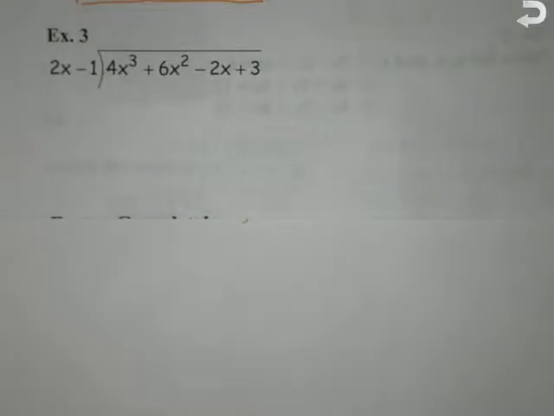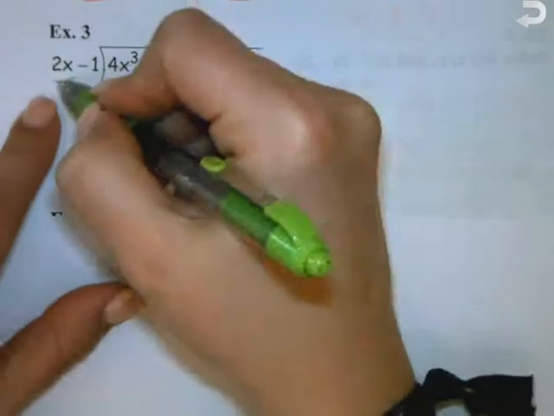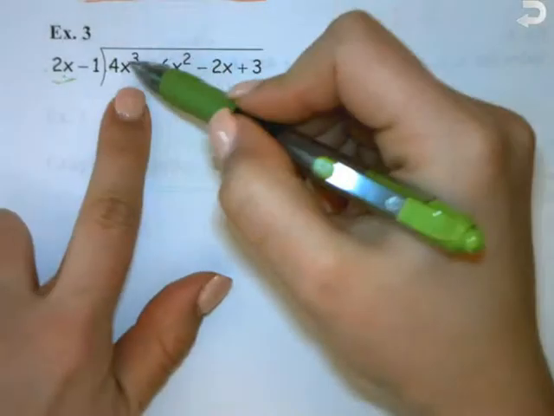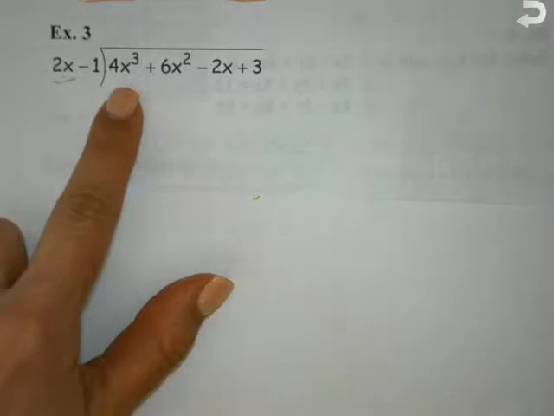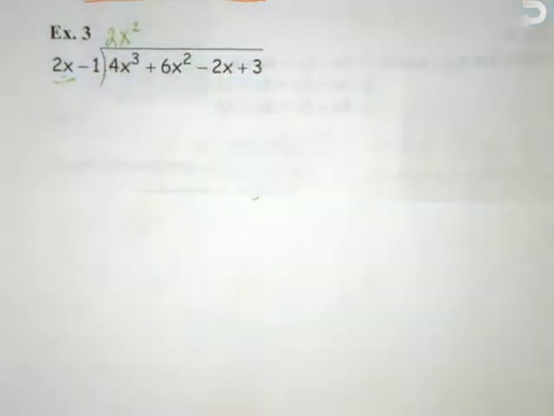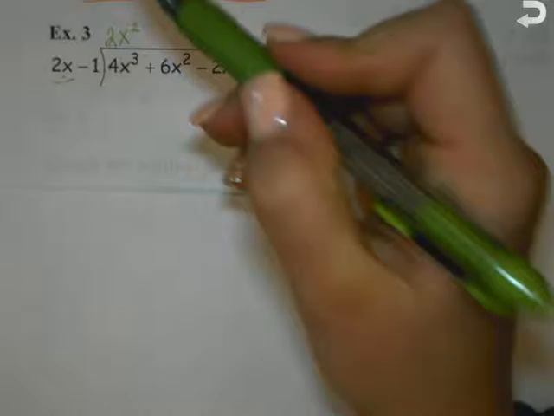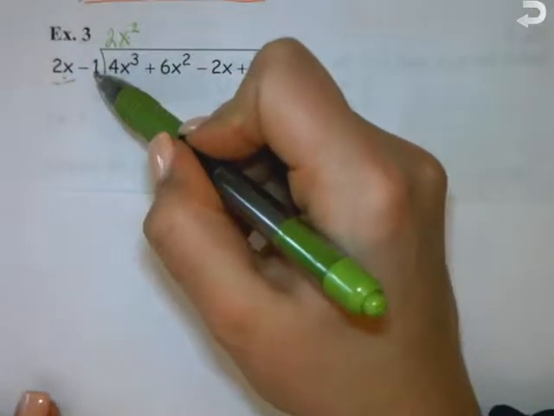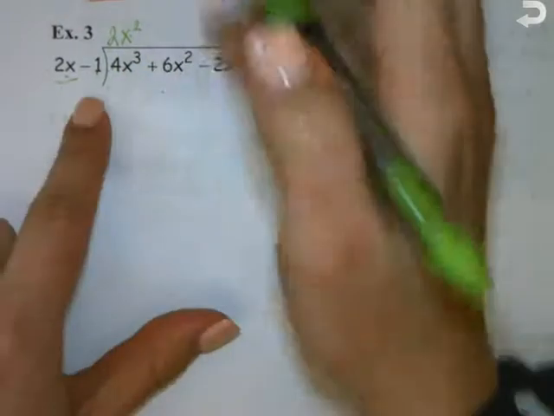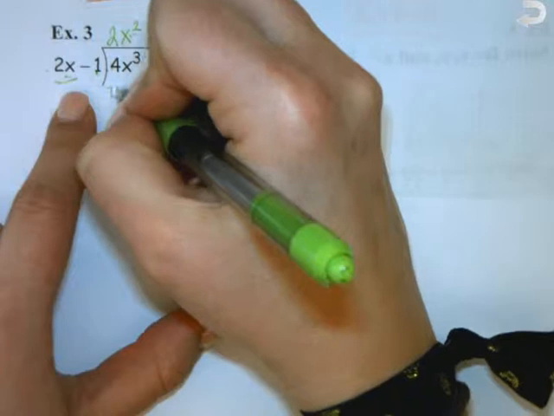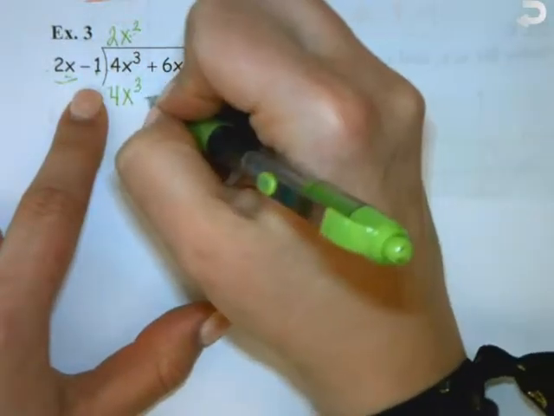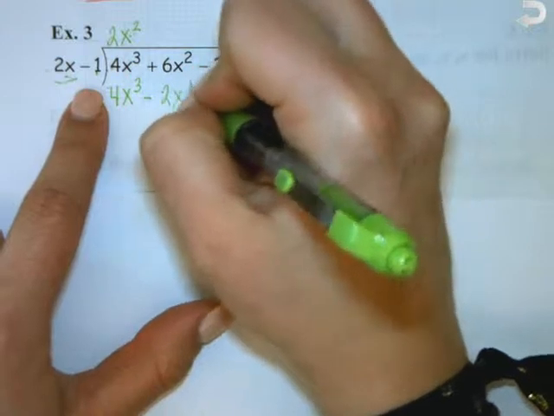Remember, we always look at the first term and try and match it to the next term on the inside. So 2x, I want to turn it into a 4x cubed. What would I multiply by? 2x. Good, 2x squared. So you take 2x squared, write it at the top, and then you multiply everything in what we call the divisor into 2x squared. So 2x squared times 2x gives me 4x cubed, and 2x squared times negative 1 is minus 2x squared.